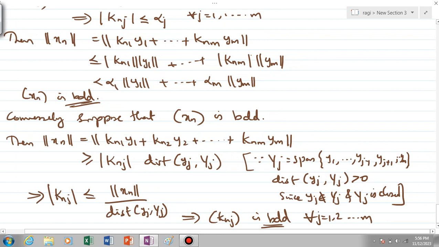This is the proof of our theorem. Very lengthy proof. So read it once again and fix it carefully. Thank you.